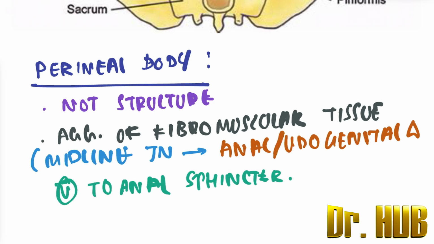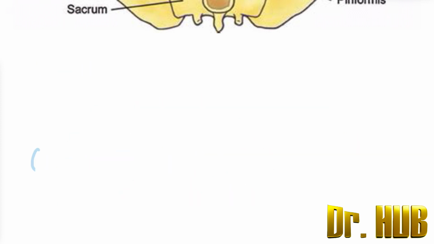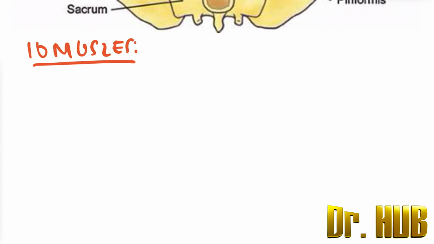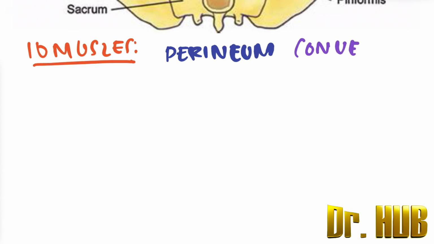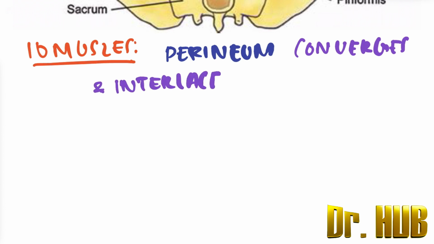Next, there are about 10 muscles. These 10 muscles of the perineum converge and interlace in the perineal body.